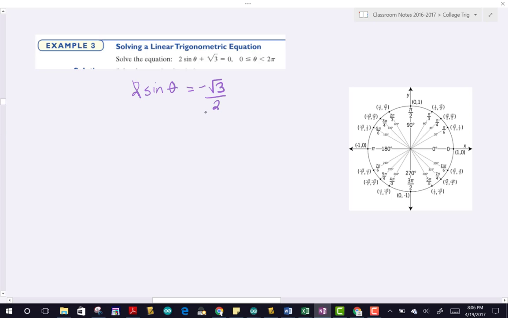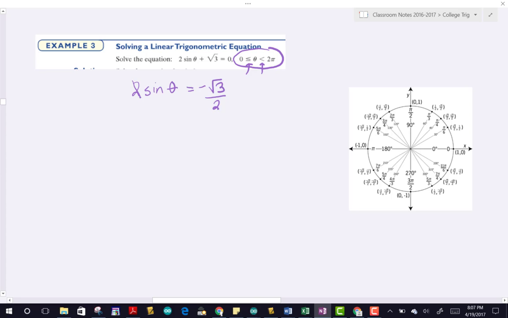And I've got sine of theta equals negative square root 3 over 2. The directions to this problem, look at the inequality symbols very carefully. We're looking for solutions that are greater than or equal to 0, but that are strictly less than 2 pi. So if 2 pi would happen to be a place where the sine of theta is negative square root 3 over 2, that would not be a solution because it's not on the interval that they ask us to solve the problem in.